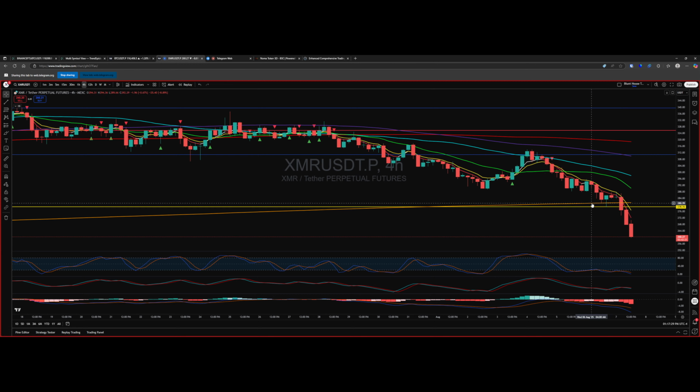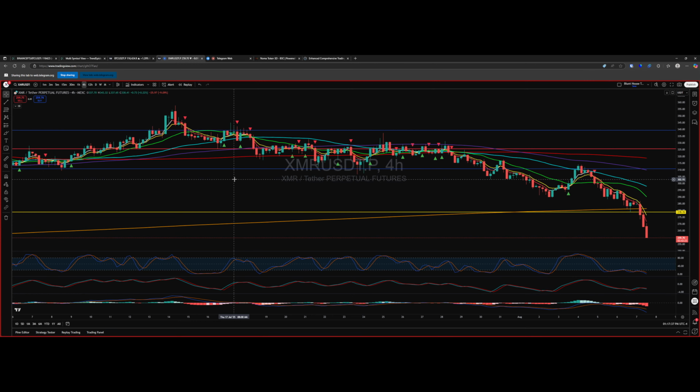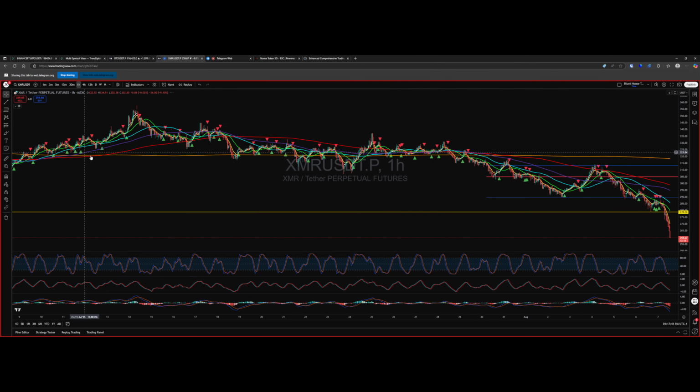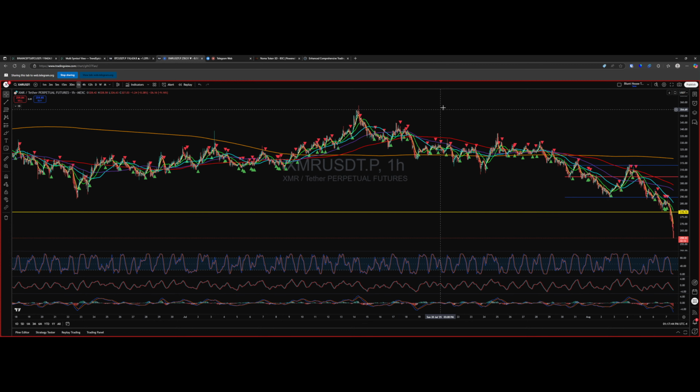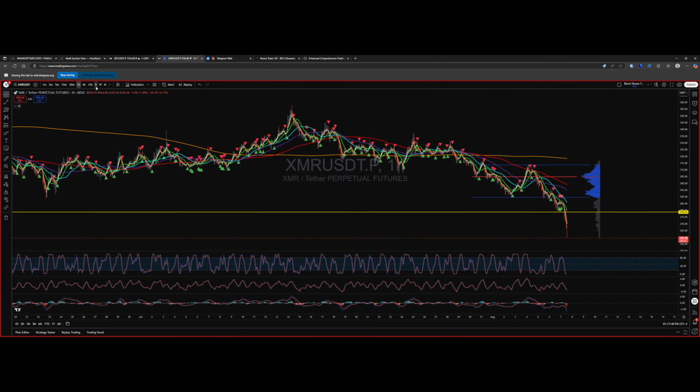Breaking this level is important. It's going to be a challenge now to pull this up. Where does price want to go? Well, let's shorten our time frame, see if we can see anything. We might, in this case, have to go farther out. Let's do that.